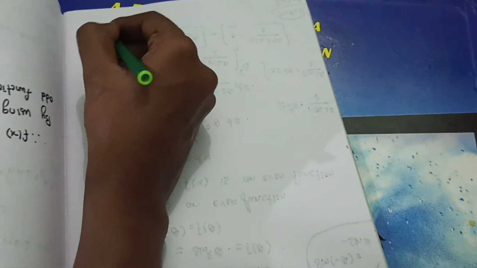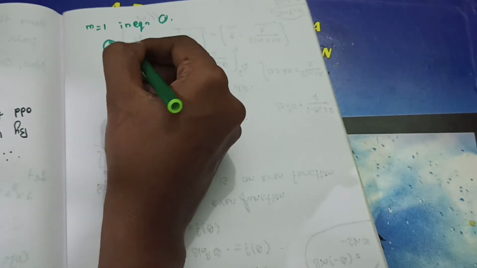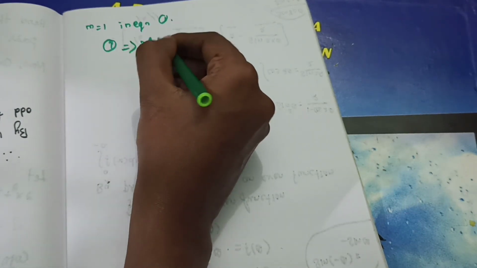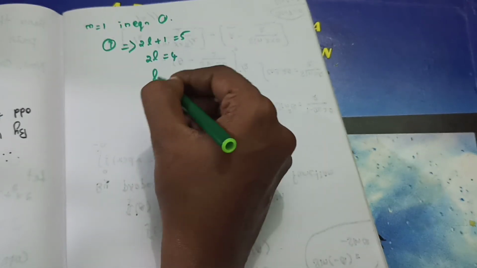In the same way, find out l. Substitute m = 1 in equation 1. So 2l + 1 = 5. So 2l = 5 − 1, which is 4. So l = 4/2, which means l = 2.